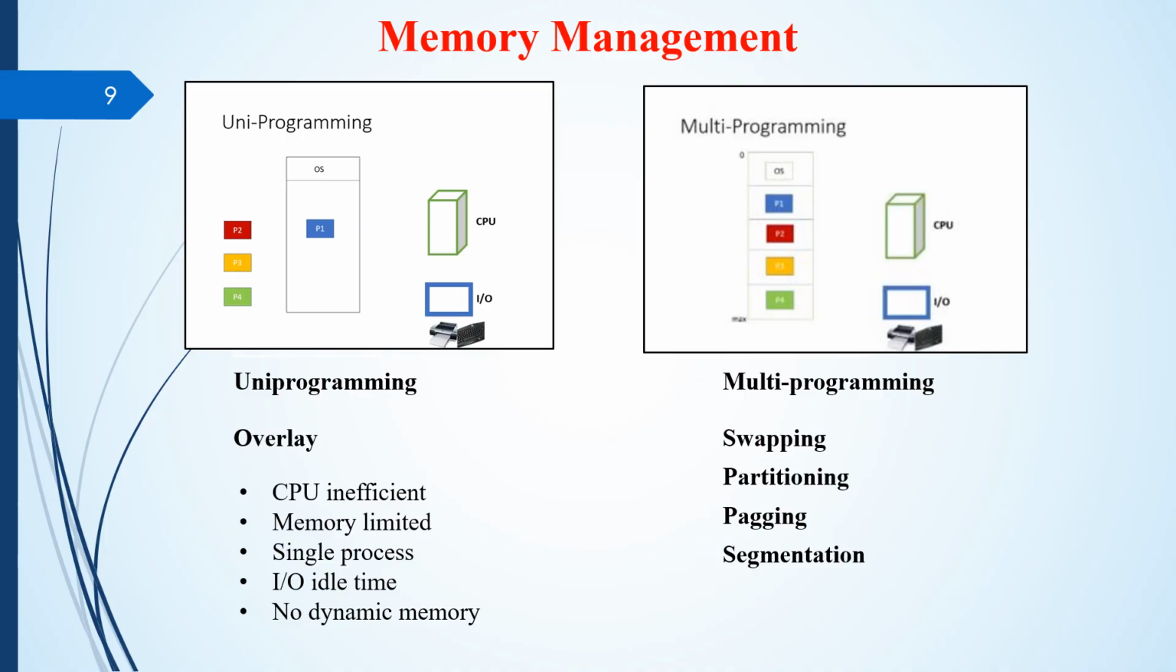In uniprogramming systems, only one program runs at a time. Most of the time, the CPU is idle because the program may be waiting for the input and output module. Examples of uniprogramming systems include simple batch and MS-DOS.